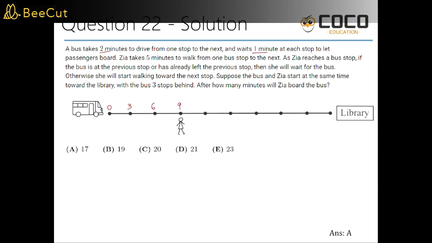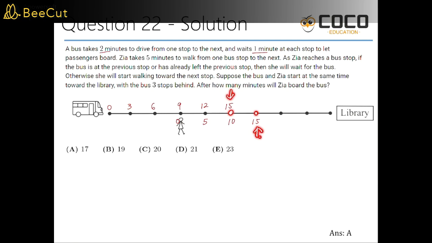Okay, Zia starts from 0. So the next stop is 5 minutes. Then 10 minutes. Right, now there are still 2 stops apart. So Zia continues to travel. This is 15 minutes. For the bus, this is 12 minutes plus 3 again. This is 15 minutes. So you see at the 15 minute mark, Zia is at this bus stop. The bus is at the previous bus stop. So they are one bus stop apart.